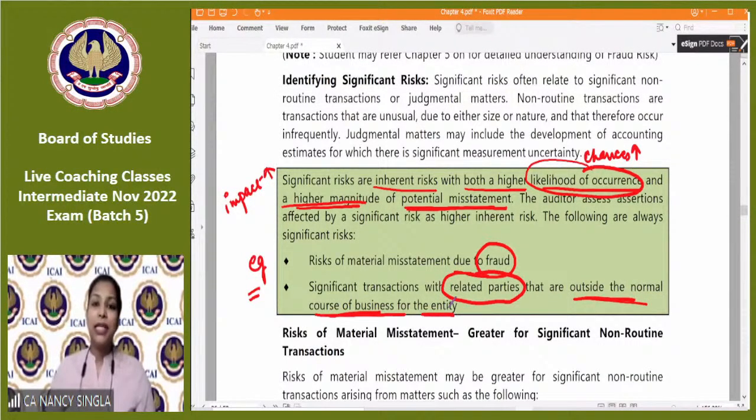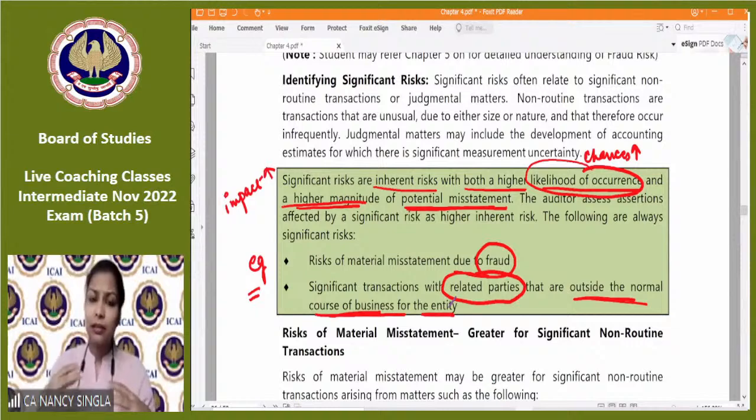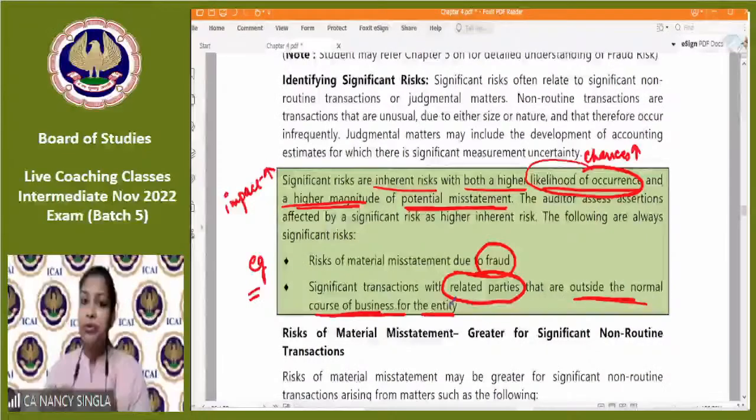Let's try to understand. Our entity is in the business of, let's say, manufacturing cycles. But during the year, the company has entered into a property sale transaction with the wife of the MD of the company. Now, related party, and transaction outside the normal course of business for the entity. So yes, it is significant.